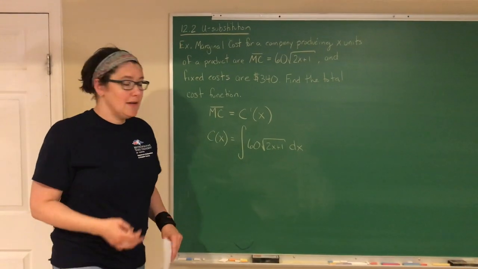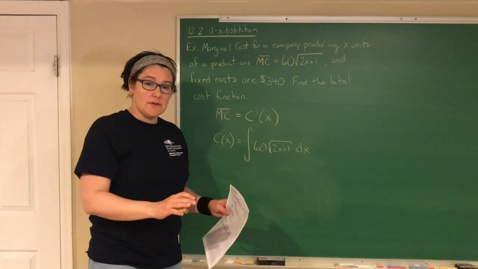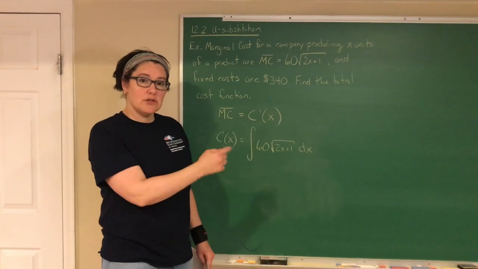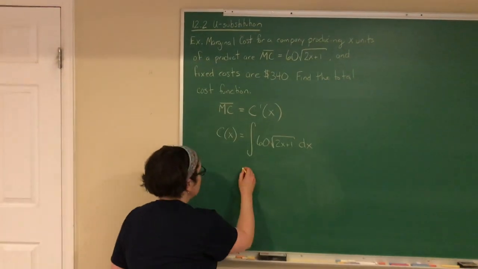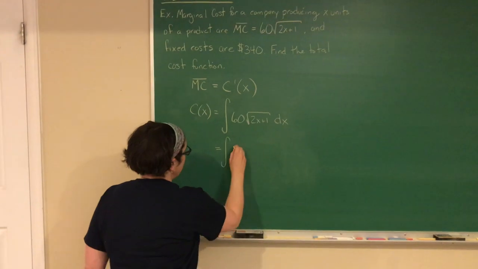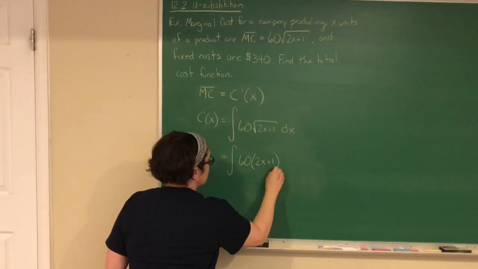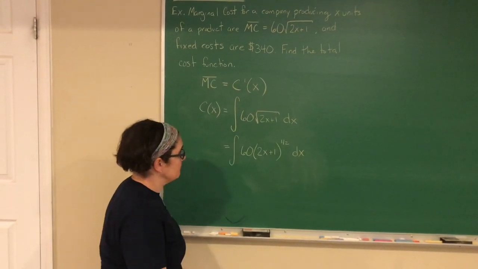Now, I know when I find antiderivatives, anytime that I see a root, I want to turn that into a power, and my power is going to be a power of 1/2. So we have the integral of 60 times 2x plus 1 raised to the 1/2 dx.